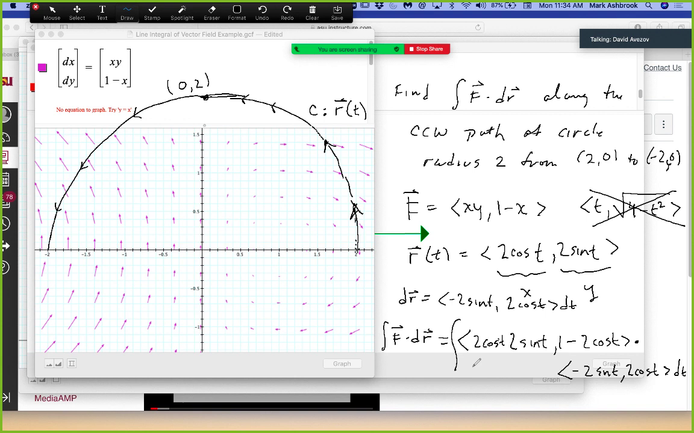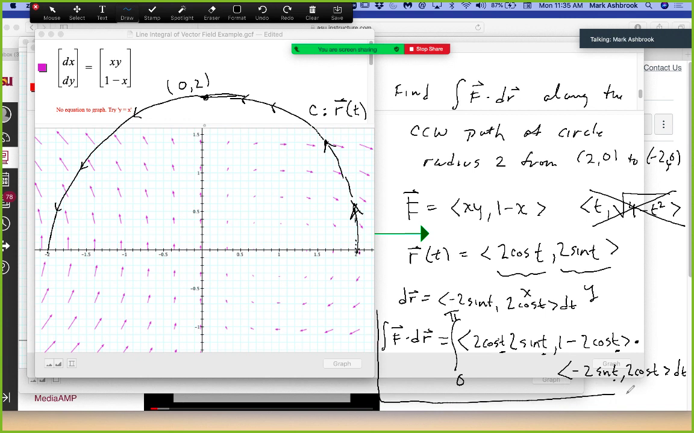Since it's a circular path, it will be 0 to 2... Okay, so t is our... We don't have it in terms of radians, so never mind. Yeah, it'll be 0 to pi, right? The parameter here, the t, is taking on angle measure. And the angle measure we need from the right side of the circle up top to the left side would be 0 to pi.